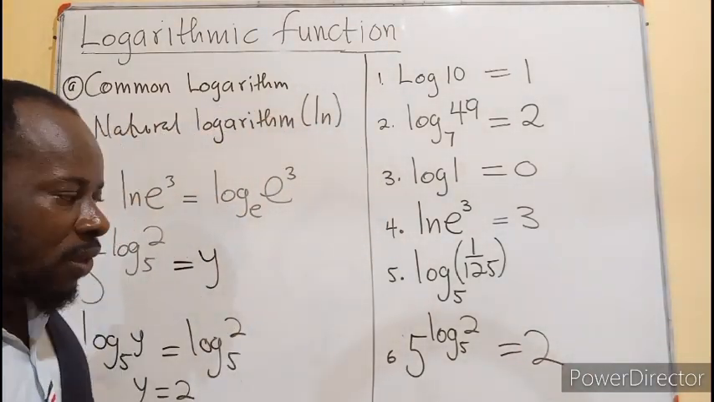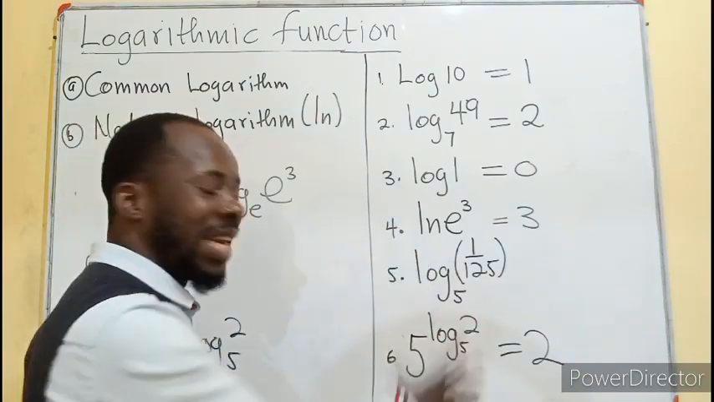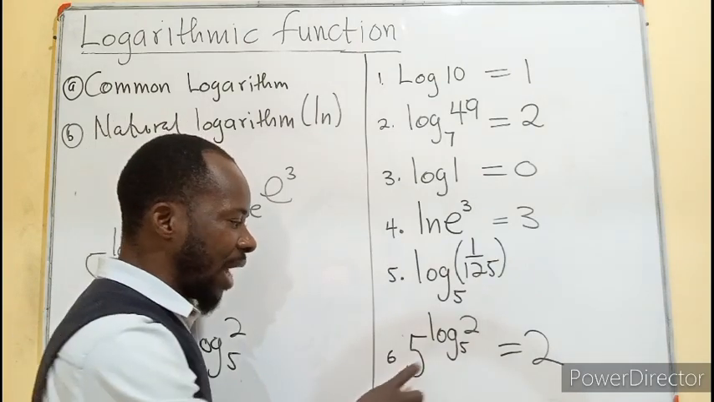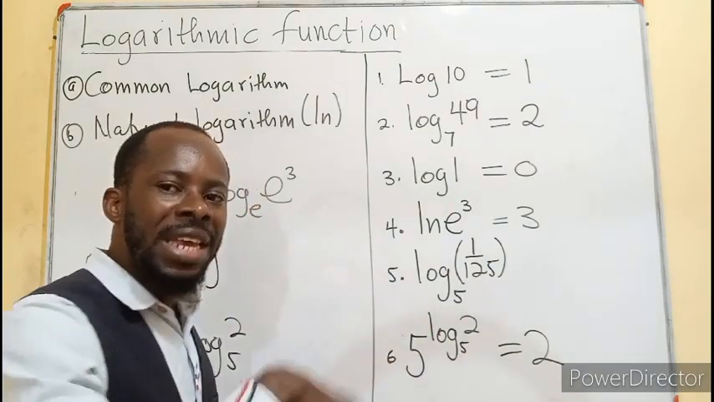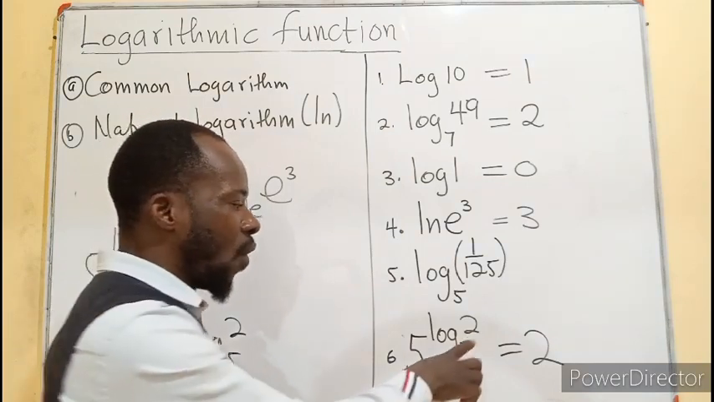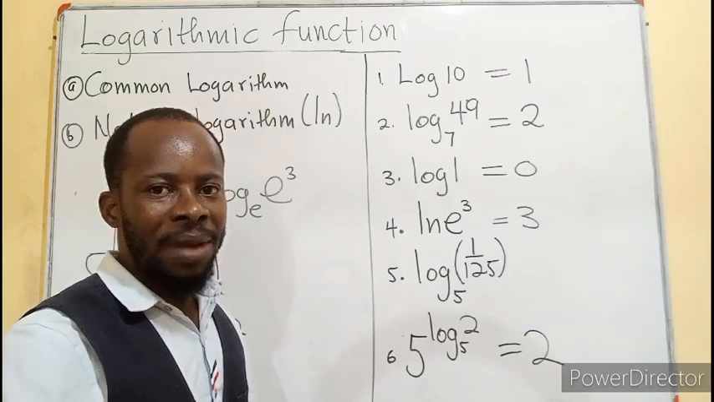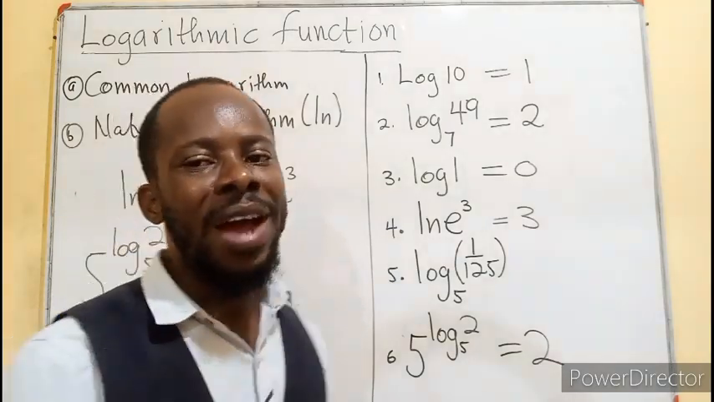Simply put, when you see indices with a logarithm as an exponent, check whether the base of the logarithm is the same as the base of the indices. If they are, then go for the argument of the logarithm as your answer. I believe this concept is clear, the common logarithm and natural logarithm.